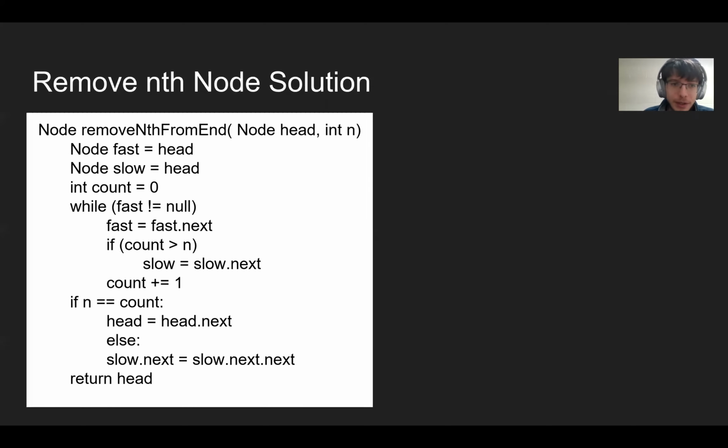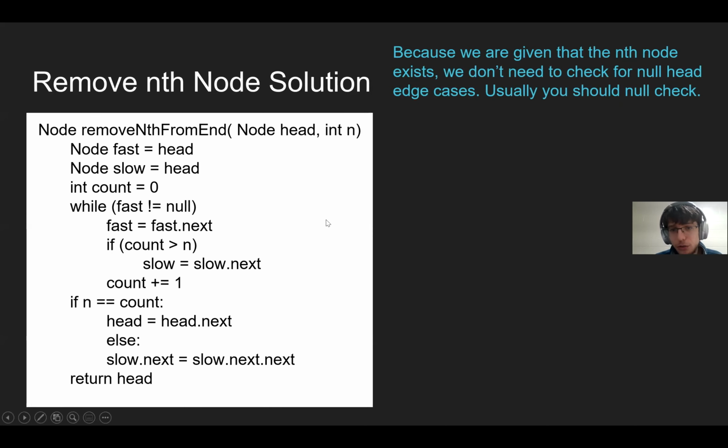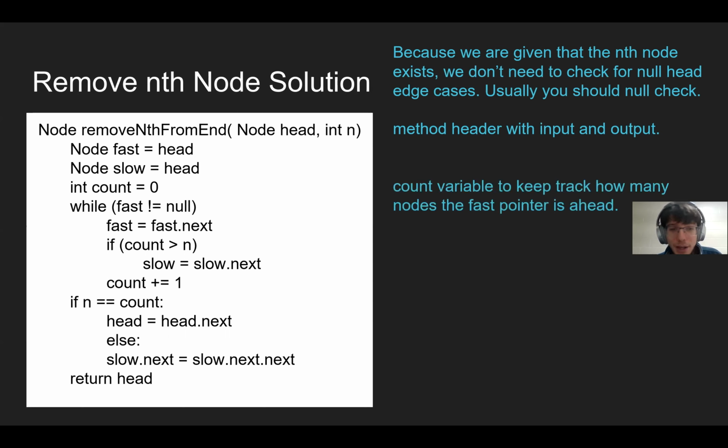So what we notice here is we know that it exists. So you don't have to check for null or edge cases, but you would otherwise. But we're already told that it's not a problem. Okay, so we have a method header, input and output. We have our count variable to keep track of how many nodes the fast pointer is ahead.